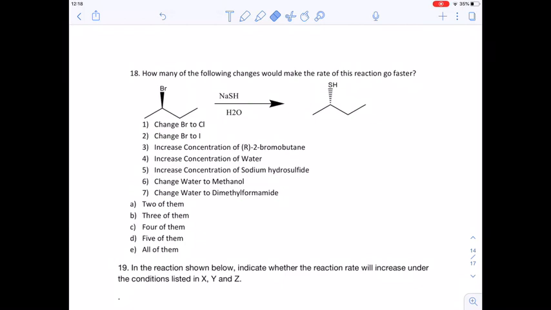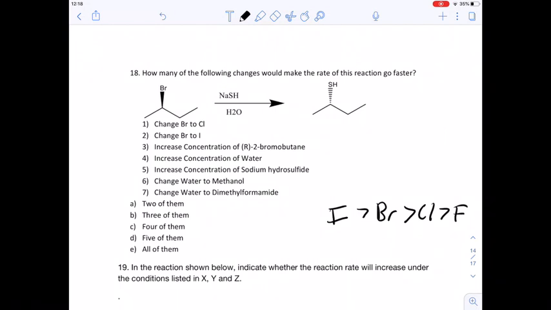Okay, so 18 asks, how many of the following changes would make the rate of this reaction go faster? And addressing leaving groups, I actually did look into it really quickly. I went to find my notes. So this is the order of leaving group ability. I is going to be your best, then Br, then Cl, and then F. So just remember that and you'll be good to go.